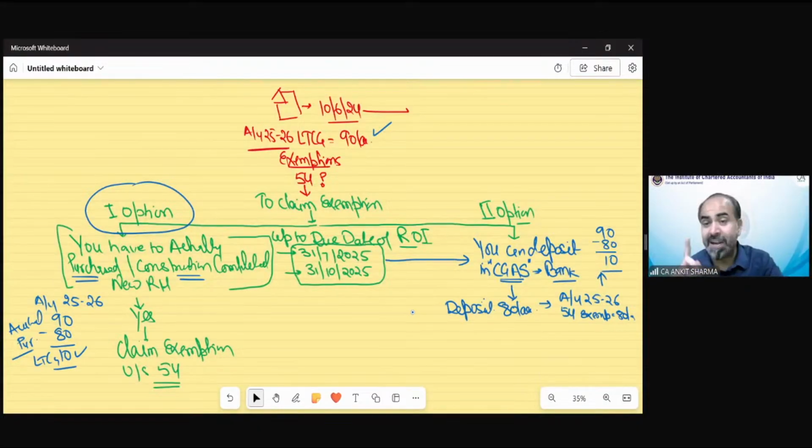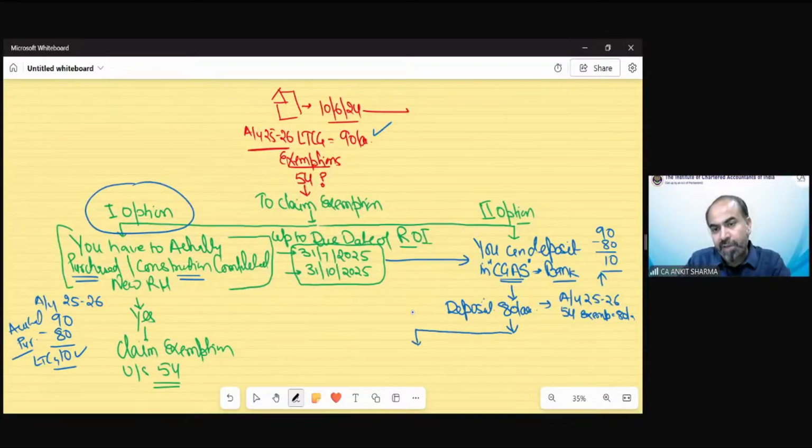If you deposit 80 lakh up to the due date of ROI, and after the due date of ROI you deposit 20 lakh again, that is a waste. You cannot claim the exemption. Only up to the due date of ROI, whatever you deposit, that can be claimed as exemption. Now, whatever you have deposited, you have claimed the exemption.